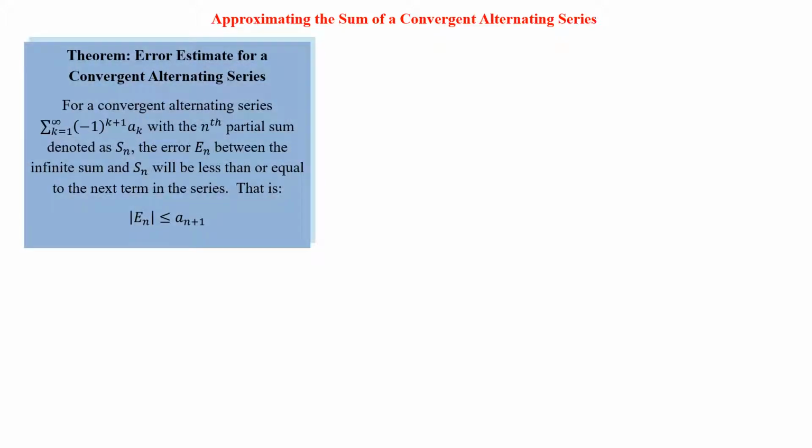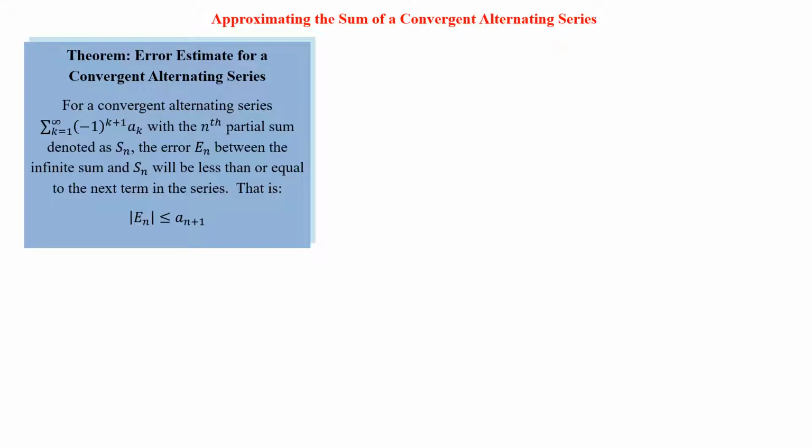So we can approximate the sum of the convergent alternating series. We won't find the sums quite yet. Some of them we can find. Some of them are a lot more difficult, but we can still approximate the sums very nicely. And to do that, we actually look to see how much error we get after a certain number of terms. And so with that, we have this theorem for the error estimate for a convergent alternating series.